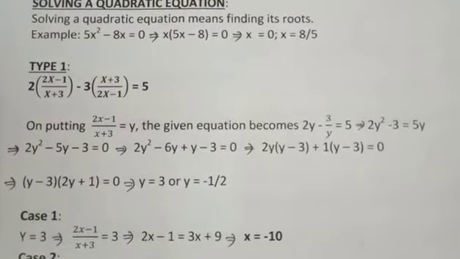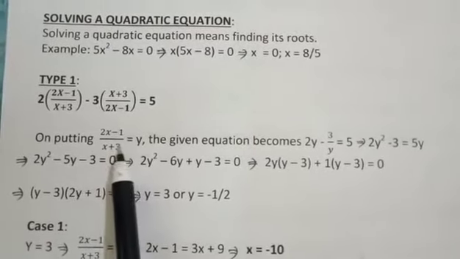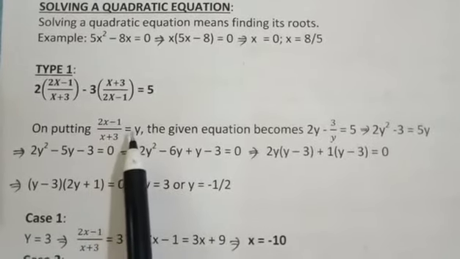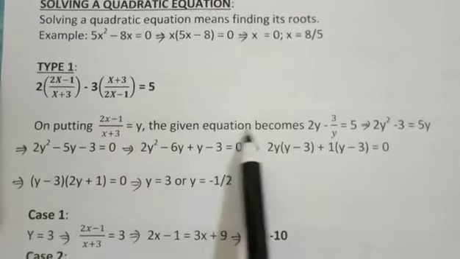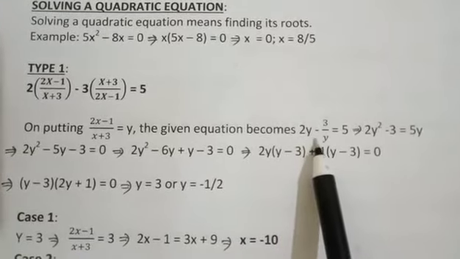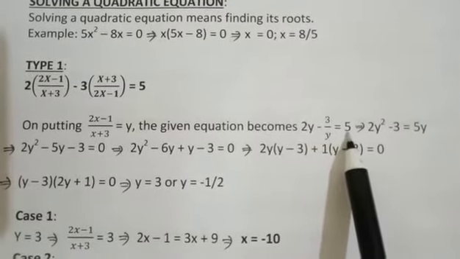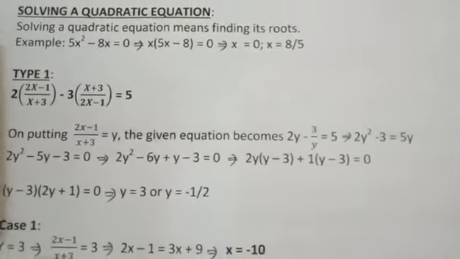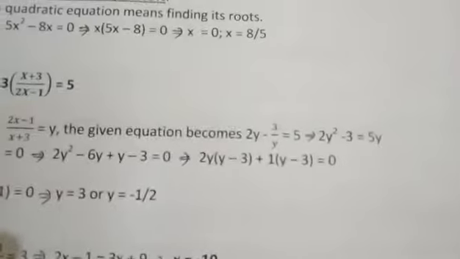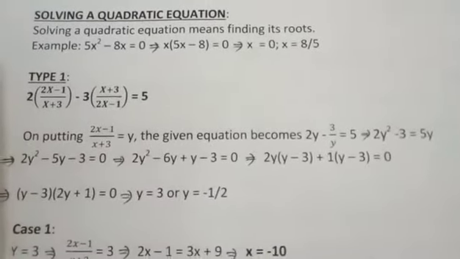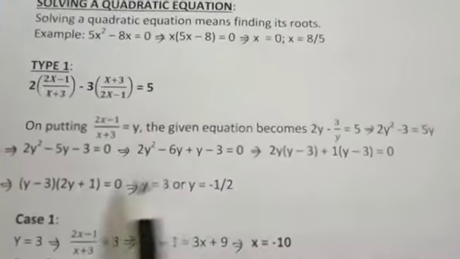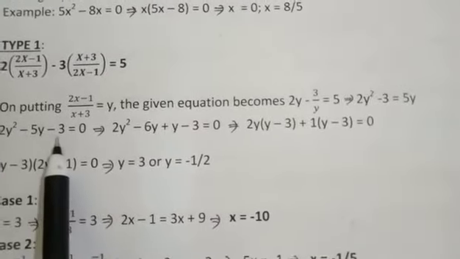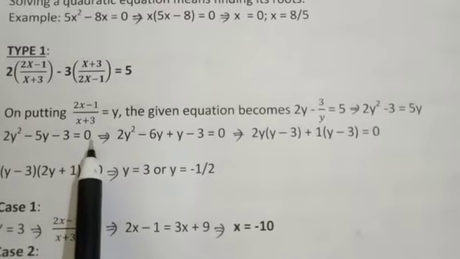Now this is a very typical type of question, and to solve this we are going to take (2x - 1)/(x + 3) as y, and then the equation becomes 2y - 3/y = 5, which on solving is going to give me 2y² - 3 = 5y. After this, if we rearrange them in a proper order, it is going to give me 2y² - 5y - 3 = 0.